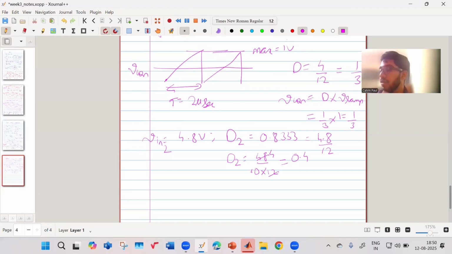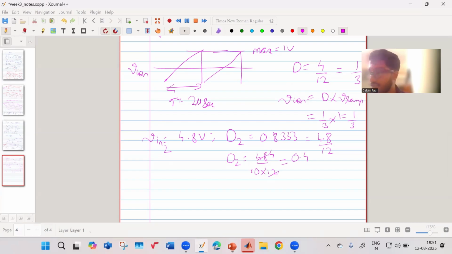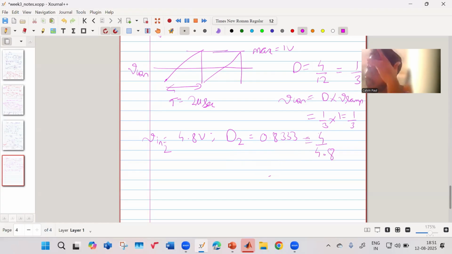Sir, V out or V in, which one is 4.8? Sorry, let me just see. Okay, your V in is 4.8. V out is 4. Sorry. So it actually is 4 upon 4.8. Okay, so your D2 will be 0.833.